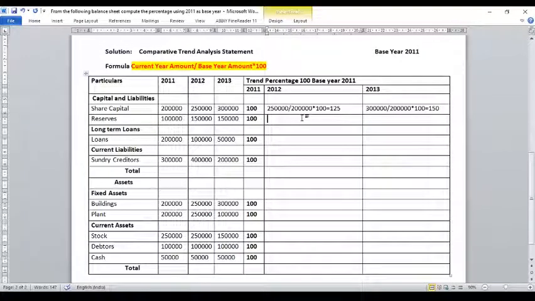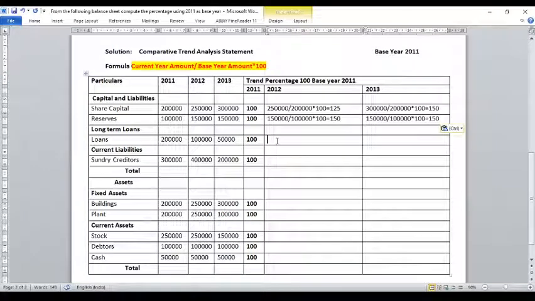Next, for reserves, for the current year, that is 2012, it is 1,50,000 divided by base year 1 lakh into 100. I get a percentage of 150. If you look into the question here, for 2013 also it says 1,50,000. So no need to calculate further. I'll just copy paste whatever information is there, 150.